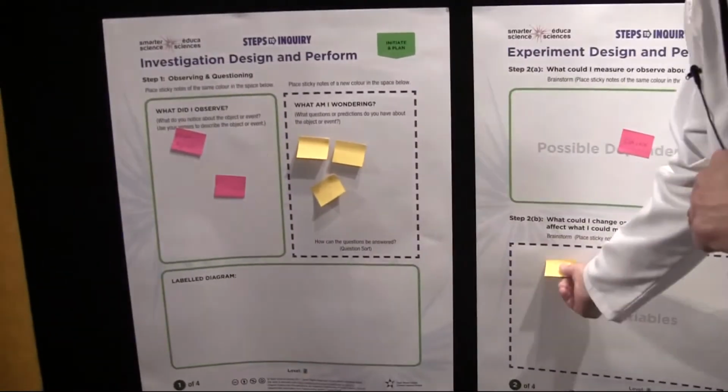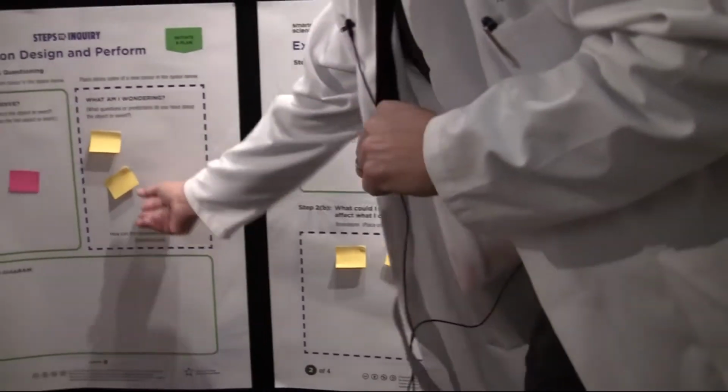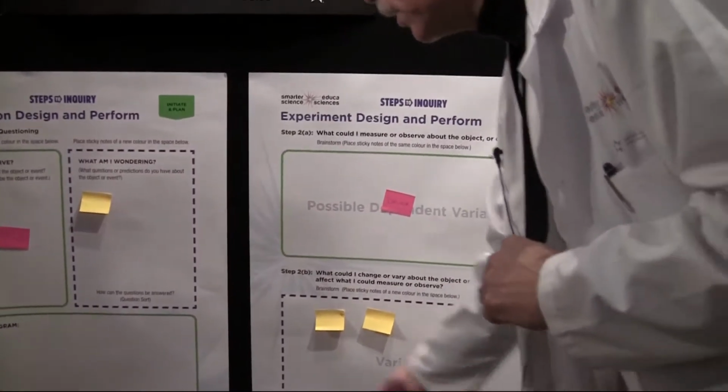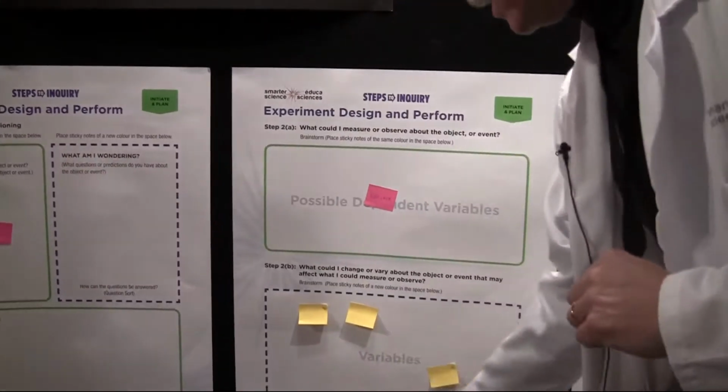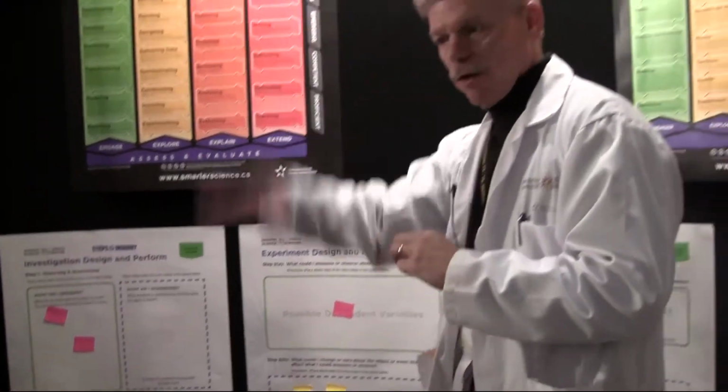Okay, so we move these things over, right? We could make the wings longer. We could add more paper clips. We could change the type of paper we're using. We could drop it from a different height. All these things may affect the amount of time that the gyrocopter takes to fall.